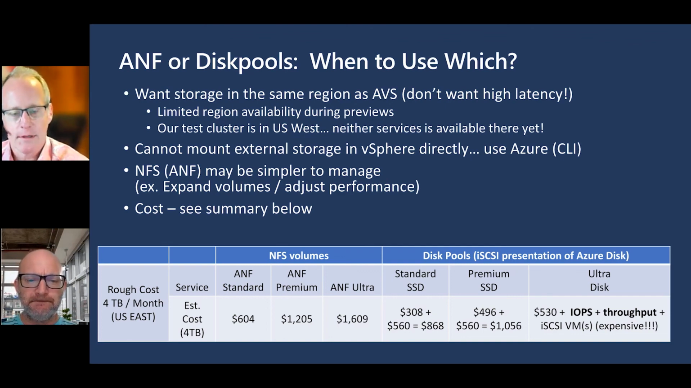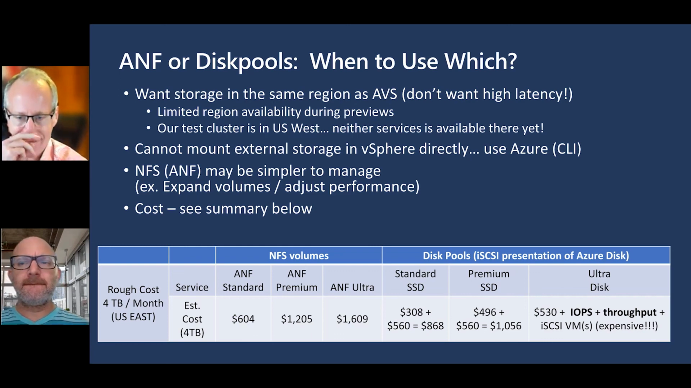Yep. So ANF is there, disk pools is there and available to you. You can't use other iSCSI options like SoftNAS because you can't get to the iSCSI initiator on the AVS storage side of it. You've got to go through the command line or the portal to do it. And these are the 2 options that are going to be available to you.